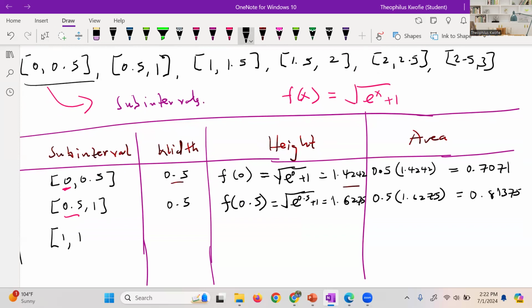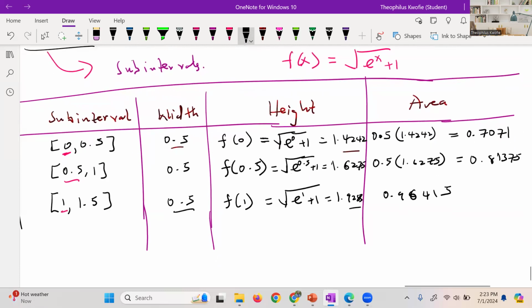Then we have to move on to the next subdivision. Then we would use the left endpoint. The left endpoint is what? Is 1. Okay. Remember, the weight is still the same, which is 0.5. Then we plug 1 into the integrand. And that should give us 1.9283. Okay. Then the next thing we need to do is to multiply the width and the height. So by multiplying the width and the height, we should have 0.9641, I think 5. Okay.